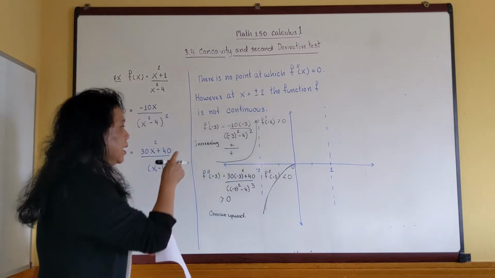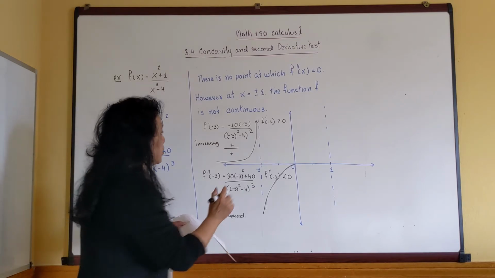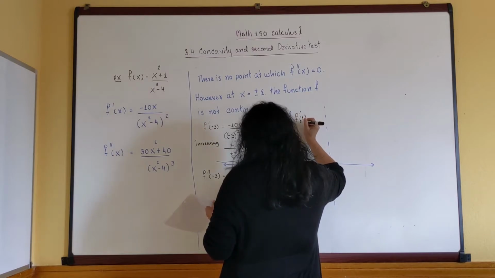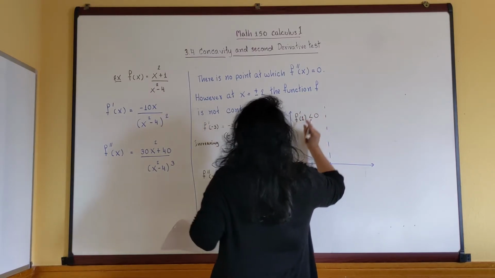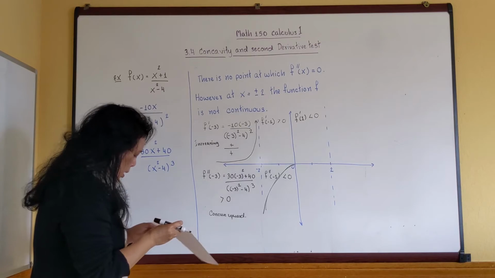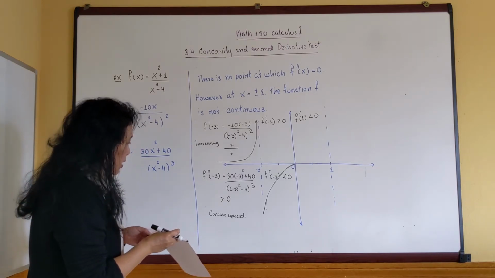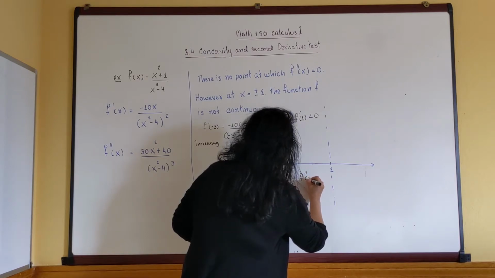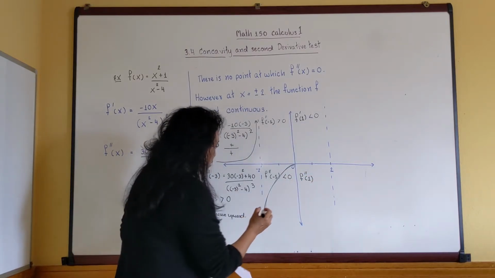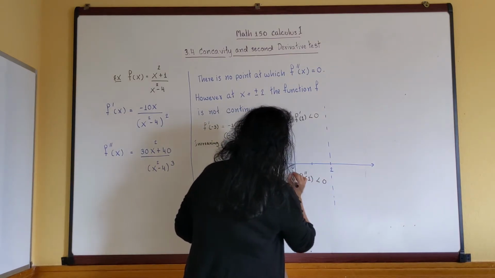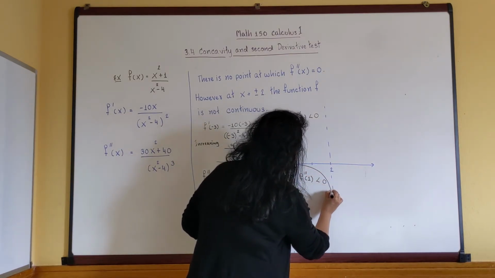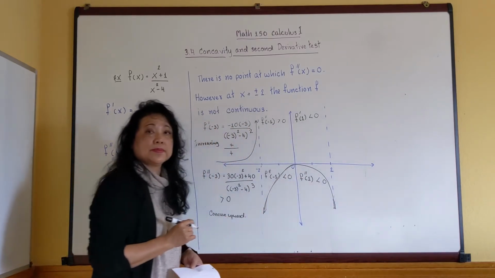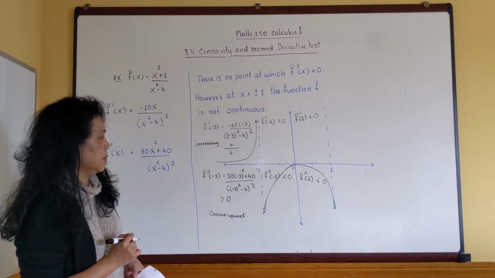And for the third region, I use 1. So f prime of 1, the first derivative, is less than 0, so it's decreasing. If I take the second derivative, f double prime of 1 is concave down as well. So my graph should be something like this. And again, 2 and -2 are just the asymptotes. My graph is not perfect.